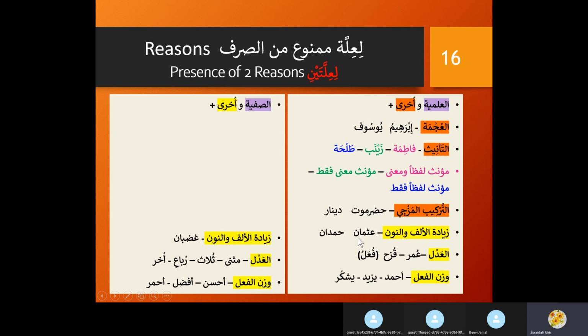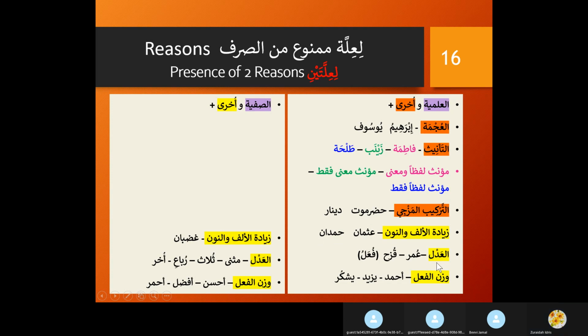Yeah, this is not your dual sound. So Usma, this noon is actually supposed to go to Osmanun, Osmanu or Osmana. So it can have that, but it's not to be confused with your dual alif and nun. So the Hamdan, for example, that's another name.